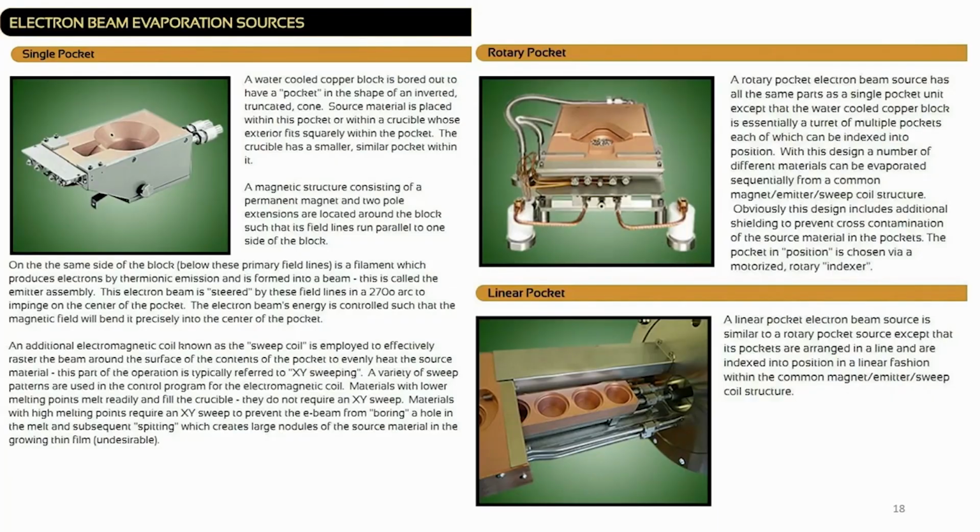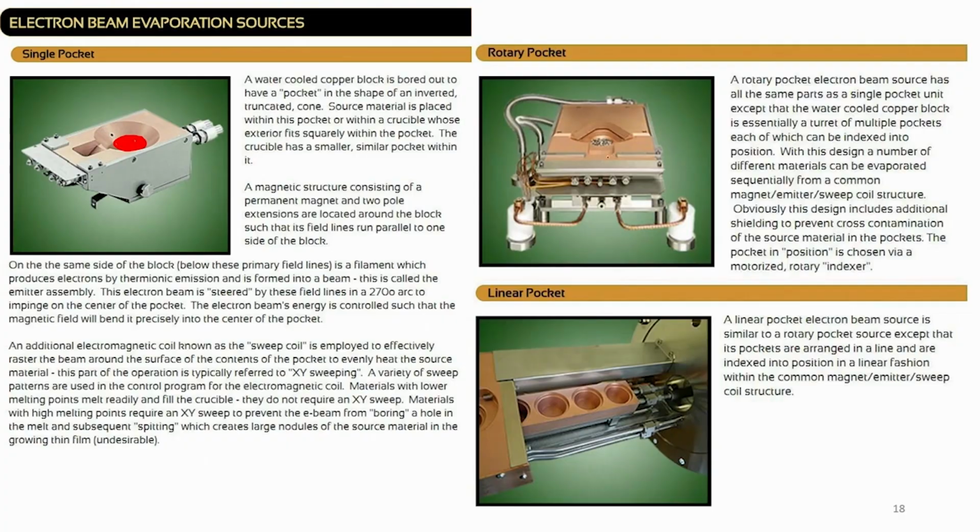Now, we have different types of evaporation sources. For E beam, we have either a single pocket, or a rotary pocket, or a linear pocket. So, single pocket, what is single pocket? We can have only one source loaded in this area, only one.